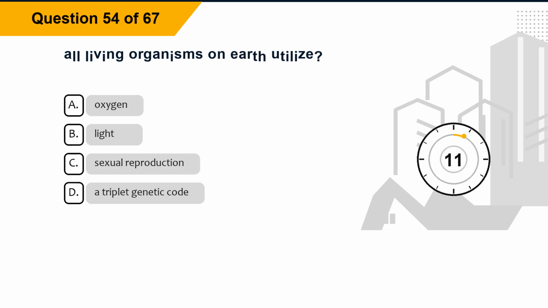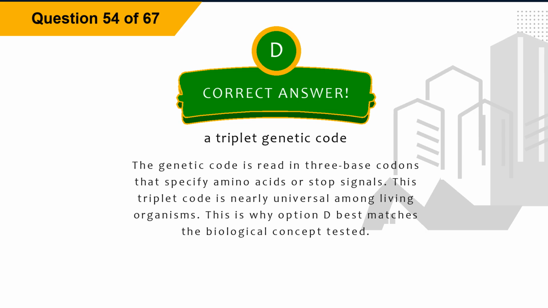Question 54. All living organisms on Earth utilize? Option A, oxygen. Option B, light. Option C, sexual reproduction. Option D, a triplet genetic code. The correct answer is option D, a triplet genetic code. Explanation. The genetic code is read in 3 base codons that specify amino acids or stop signals. This triplet code is nearly universal among living organisms. This is why option D best matches the biological concept tested.